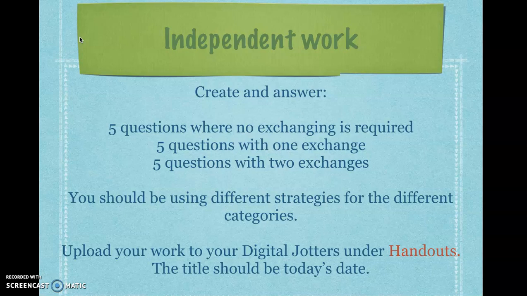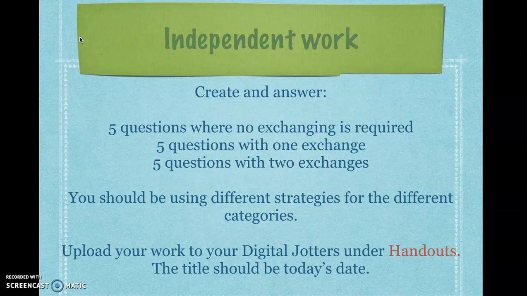Then 5 questions where you have one exchange. So this is where one digit on the top number is less than one on the bottom number. All the rest should be greater. And that is where you have to exchange 1 on the left-hand column for 10 on the right. And that was the work with the counters. And then 5 questions with 2 exchanges where you just either add or subtract the same amount from both sides of the equation. So you should be using 3 different strategies for the 3 different subsets of questions.